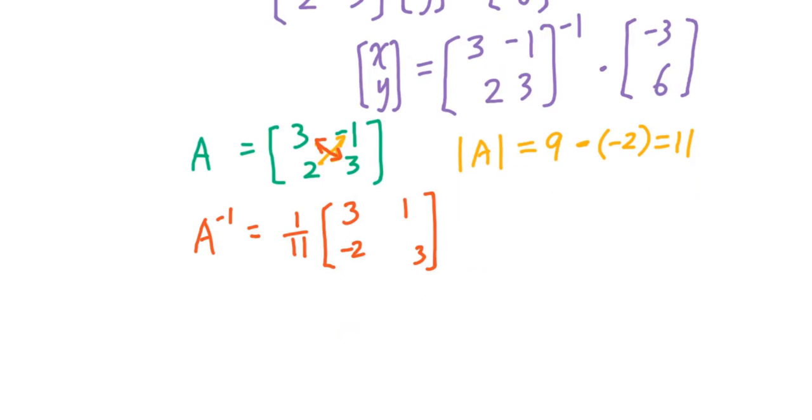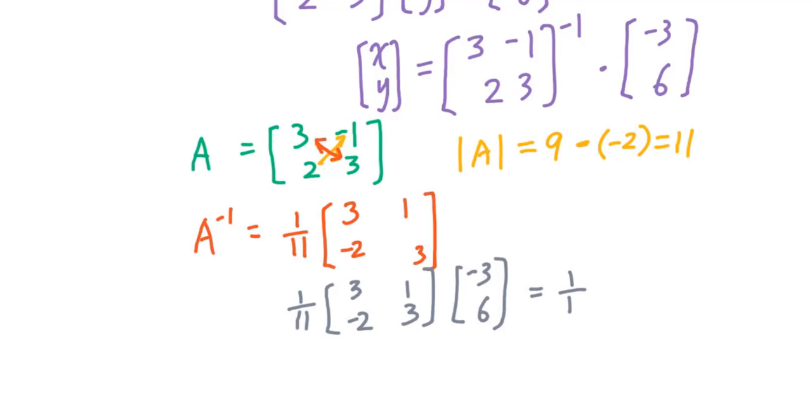Then we will multiply by the matrix [-3; 6]. I will make a 1/11 stay here. We will do this: 3 times -3 and -1 times 6, then we add. So you have -9 plus 6. Then we use -2 times -3, that's 6, and 3 times 6 is 18.